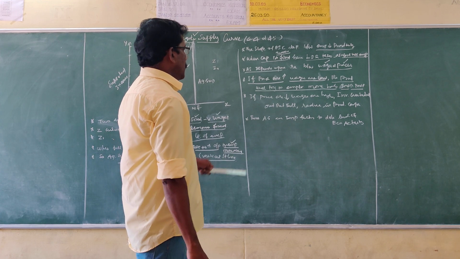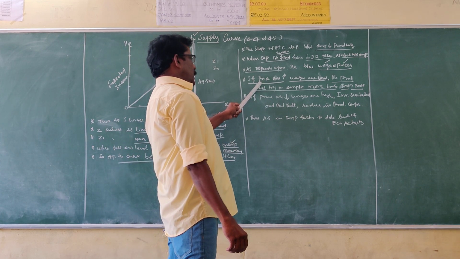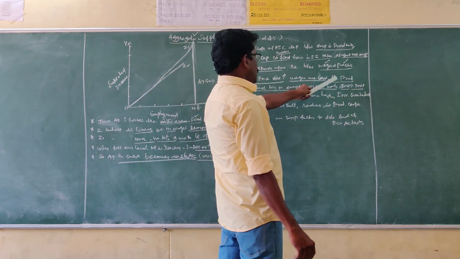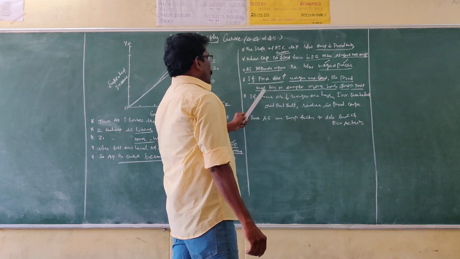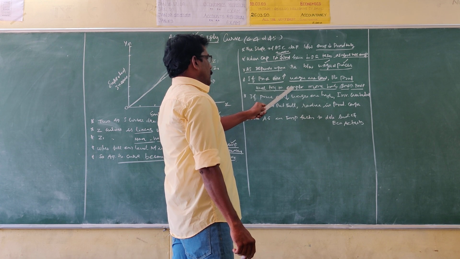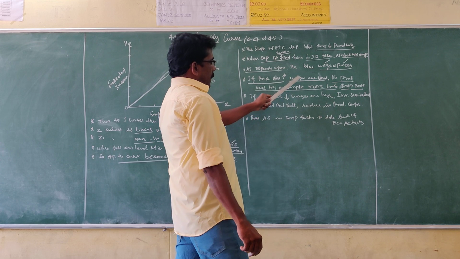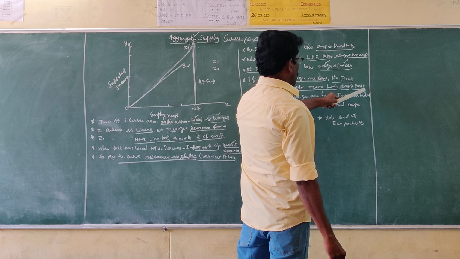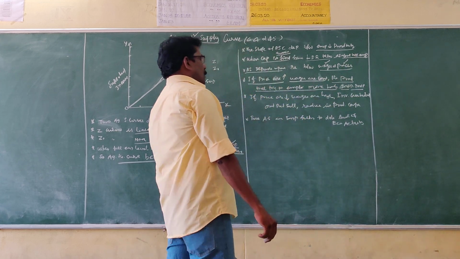I repeat once again, if the price of the commodities is high and wages are low, then the producer will employ more employees in the production process, hence the investment is increased, then the production will also increase.